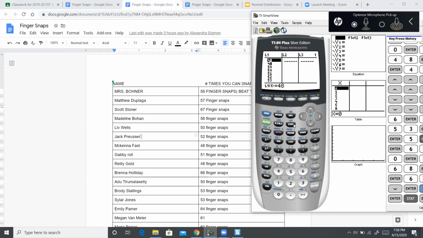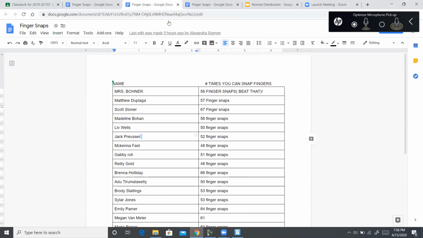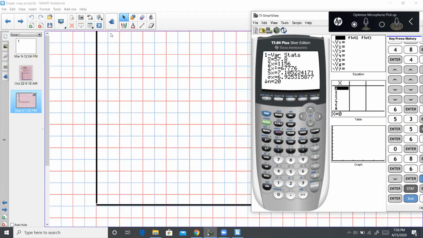Next, we need to find our mean and our standard deviation. So we're going to go to stat, go to calculate, one variable, and tell it to look at L1. We have the x with the bar on top, that is our mean, so make note of that and jot that number down somewhere. And our standard deviation, check that out, it is 7.10. So that's what we need for that.